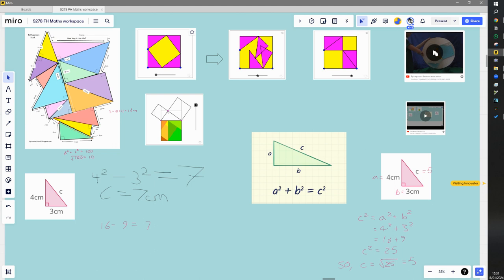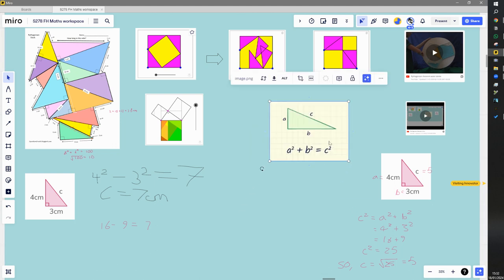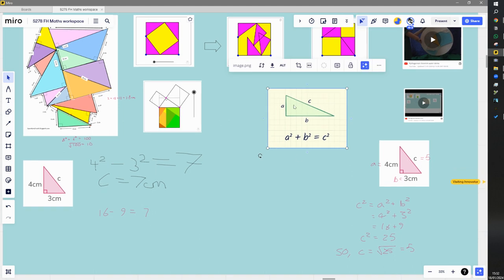I think what I'm going to do is I'm going to make some squares, and I'm going to make a triangle out of these squares. I'll show you what I mean. I'm just going to pause this video for a moment and I'll get that ready.